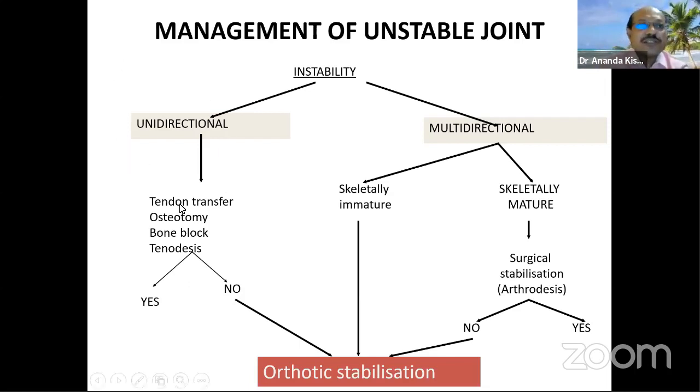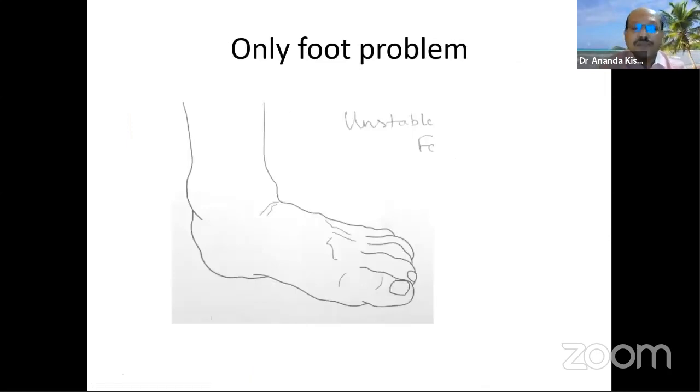For unidirectional instability, there are several treatment options, like tendon transfer, osteotomy, bony block, and tenodesis. If it is possible, then you offer this treatment. If there is no possibility of offering this, then only do we consider orthotic stabilization, or orthotic stabilization can be considered for some time before going to the definitive treatment. For multidirectional instability, if it is a skeletally immature patient, orthotic stabilization is the main treatment. Whereas in skeletally mature patients, the best form of treatment is arthrodesis. If arthrodesis is not possible, then orthotic stabilization is the only treatment. So this is the algorithm.